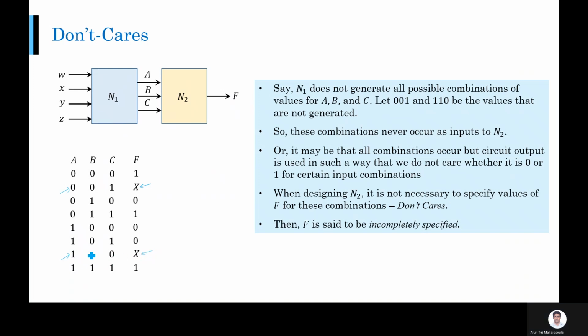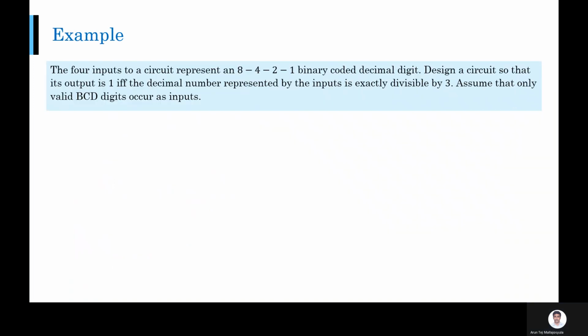So what are these minterms? A, B, C dash for this one, and this one is A dash, B dash, C. These are the 2 minterms, and these minterms are called don't care minterms. We will see how these don't care minterms can be used in reducing the hardware complexity, or minimizing the function. So let us look at one example.